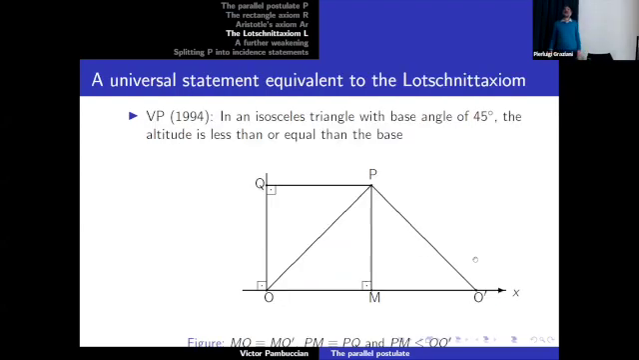There is also a universal statement equivalent to the Lagrange axiom. How did I know that there would be one? This was in my PhD dissertation. I knew because Bachmann proved that if an absolute plane satisfies the Lagrange axiom, then any submodel of it, so a submodel that is a model of absolute geometry, must satisfy it as well.